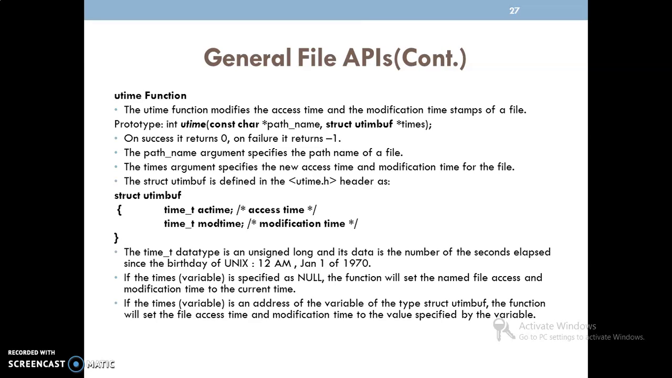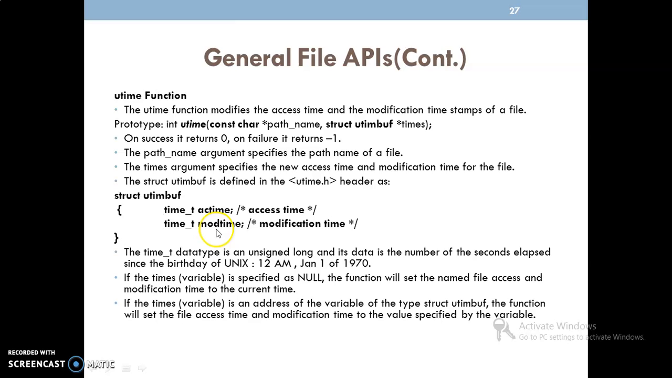The utime function. The purpose of using this utime function is to change the access time and modification time. Access time and modification time we already discussed with respect to the file attributes. It has 2 arguments. This is the path name. With respect to that path name, we are changing the timings, access time and modification time. These are the 2 fields I am indicating, access time and modification time.